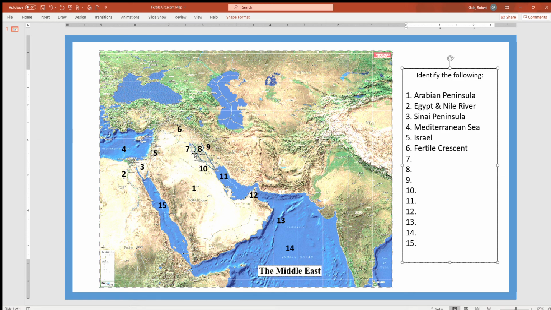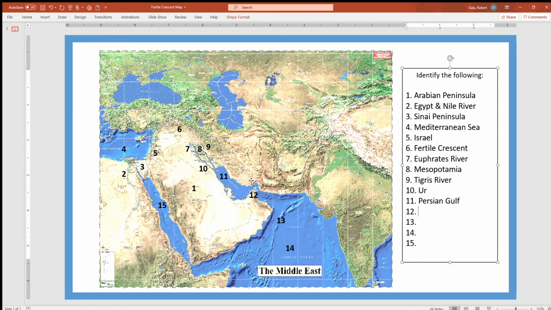Number seven is this river on the west, and then number nine would be the river on the east. The one on the west would be the Euphrates. Number nine would be the other river, that would be the Tigris. Number eight would be the land between those two rivers, and that, as we know, is Mesopotamia. Number 10 would be the city of Ur. 11 would be right here. That would be the Persian Gulf.